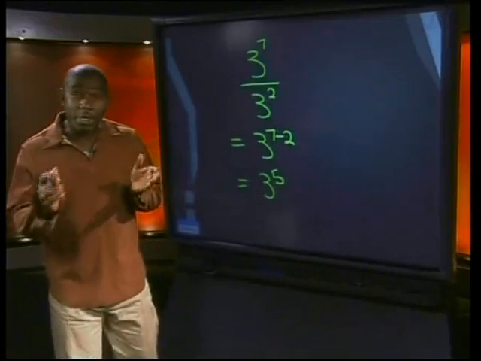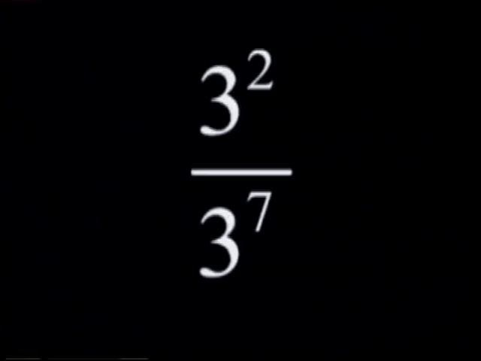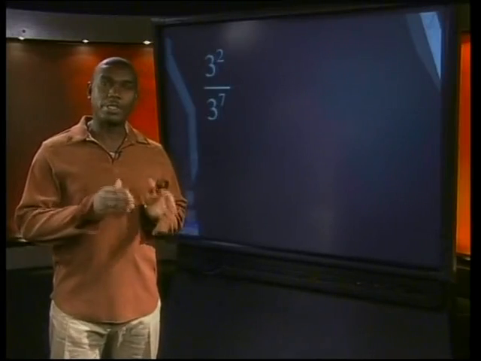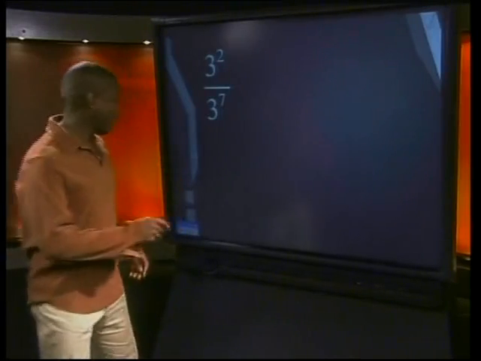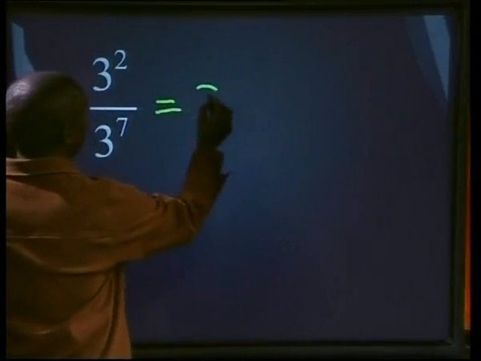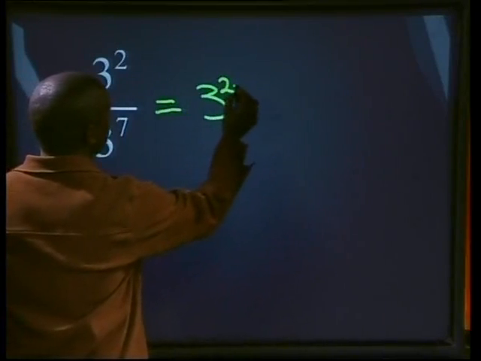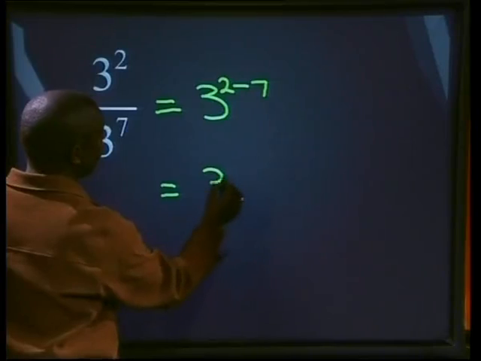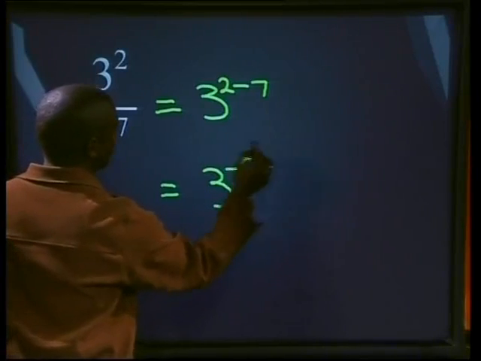But what if we have a number like this? 3 to the power 2 divided by 3 to the power of 7. The number in the denominator is a higher power of 3 than the number in the numerator. The law for division of powers with the same base still applies. So now we have 3 to the power 2, take away 7, which will give us 3 to the power negative 5.